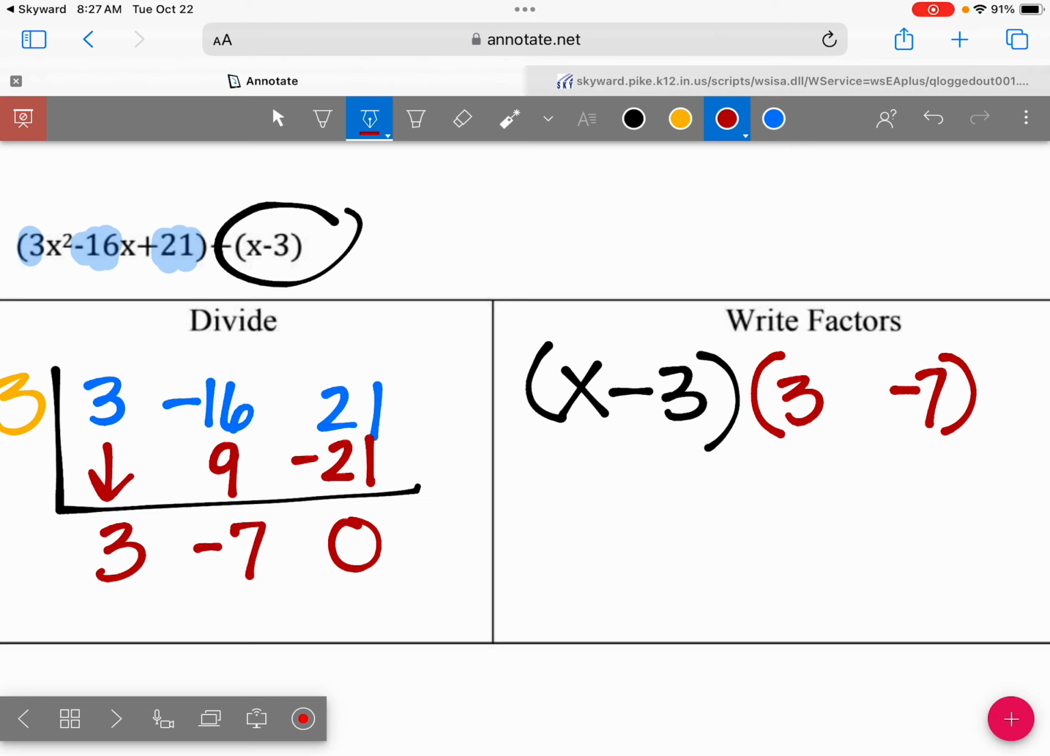And you just put an X behind the 3. So this first number, we get an X behind it. And that's your factors.